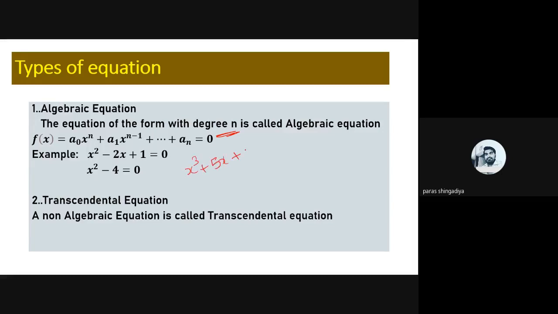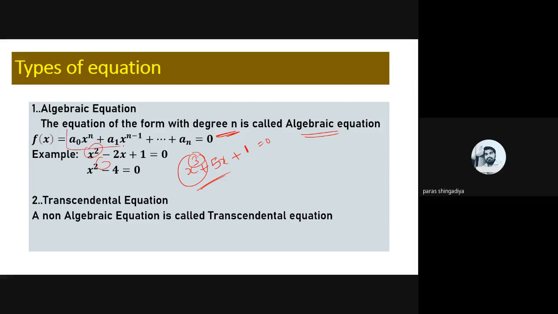Okay, any equation you can create here. It involves such a degree. Okay, x cube, the degree is 3. Here the degree is 2 in both equations. So equations of the form with degree n are called algebraic equations. Okay, for example, f(x) can be defined as a0 x raised to n plus a1 x raised to n minus 1 plus up to an is equal to 0.